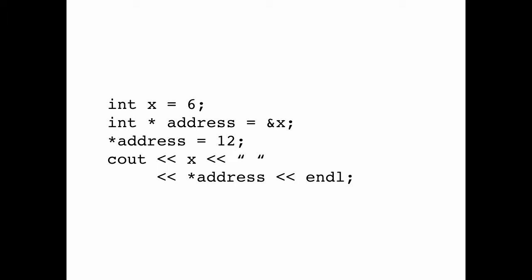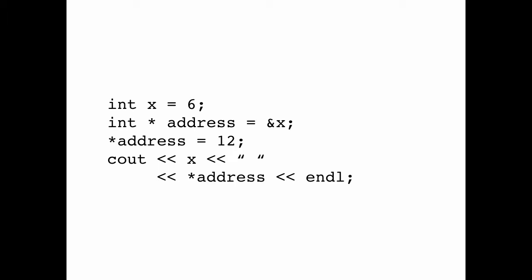Because we say, okay, this thing has an address. If we say star address, it means go to the address. And what do we know is at that address? x. And we happen to know x is 6. Okay? So then when we cout x, we'll get 12. And if we do star address, we will get 12. Right? If I say go to the box named x, you can go there. If I say go to the address that is stored in address, you will end up at the same box x is in.